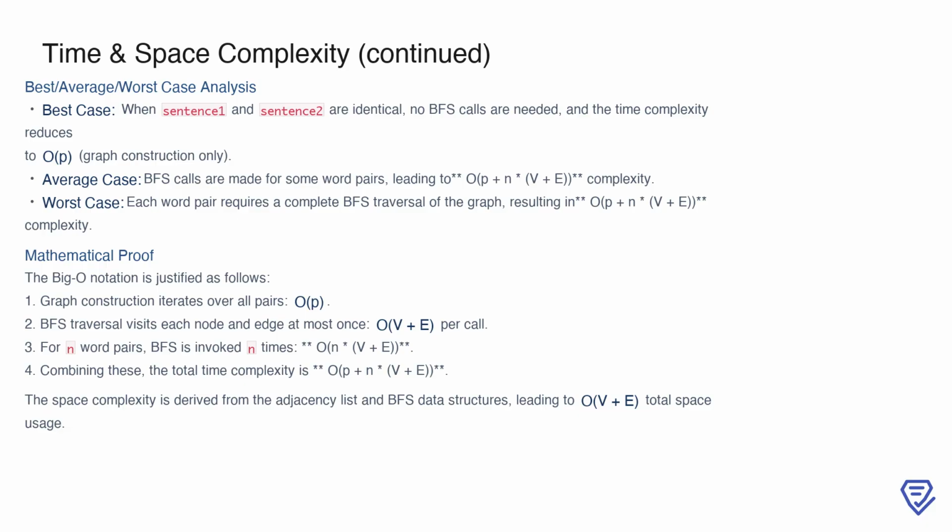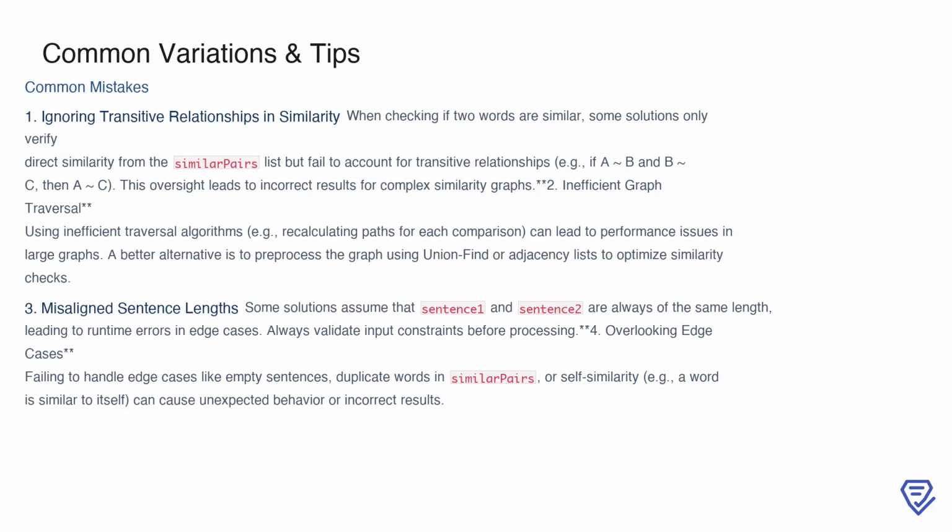When solving sentence similarity 2, there are several common pitfalls to be aware of. The first is ignoring transitive relationships in the similarity graph. For example, if word A is similar to word B, and word B is similar to word C, then A should also be considered similar to C.